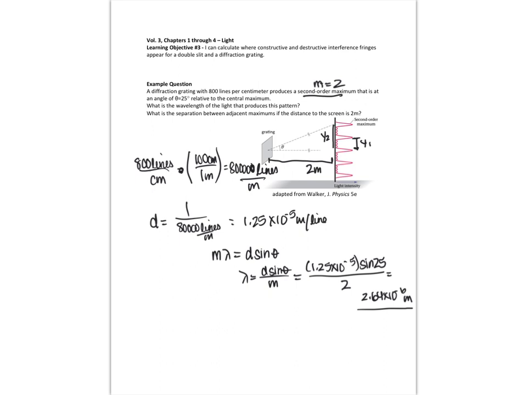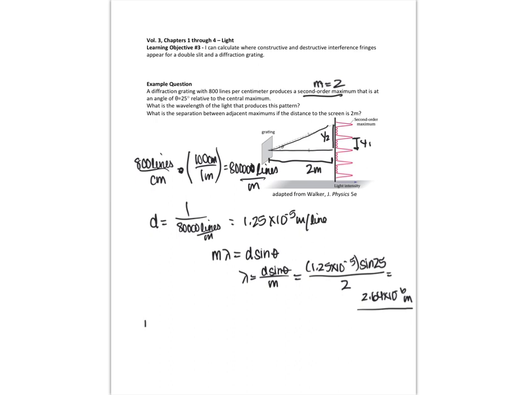When we did the double slit experiment, we were able to use the approximation that the sine of theta and the tangent of theta were the same. This doesn't work because these angles are much too big to use that approximation. So we are literally looking at this triangle in order to find y2 and y1.